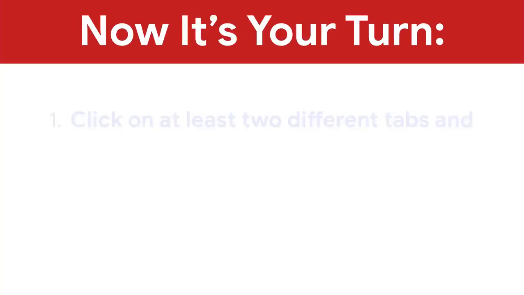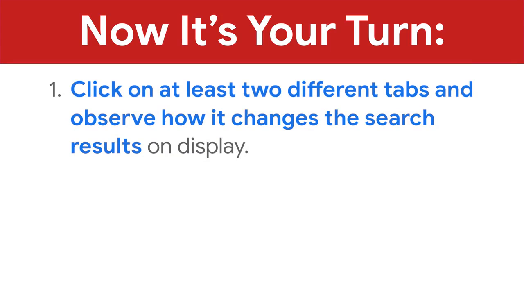Now it's your turn. Click on at least 2 different tabs and observe how it changes the search results on display. Then click Next to watch the final video of this lesson.